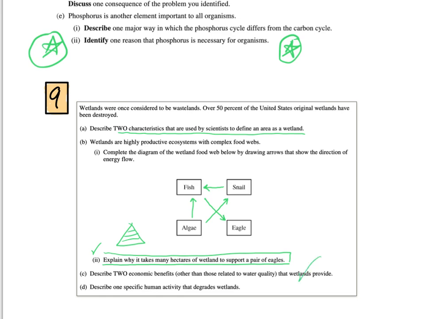Okay, what are some things, economic benefits? The water quality that wetlands provide. This is an ecosystem services question. Ecosystem services, there'll definitely be questions on the exam about them, so you might as well look at a specific one like wetlands. And then describe an activity that degrades wetlands. You have to describe it, right? You're not going to give one word, like rollerblading. That doesn't describe anything. How does it degrade wetlands?